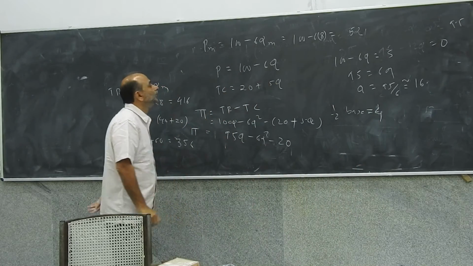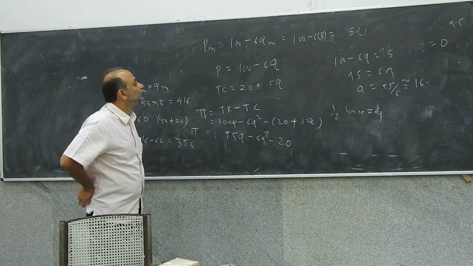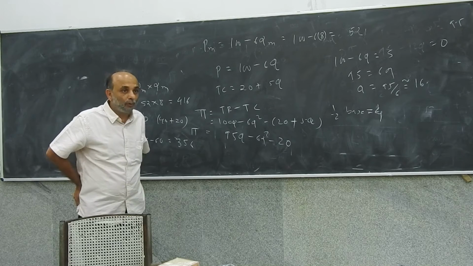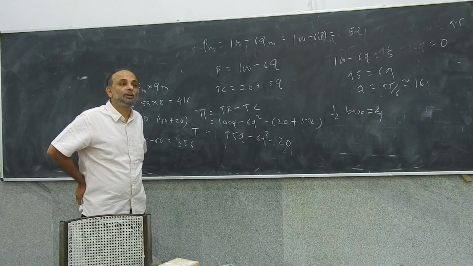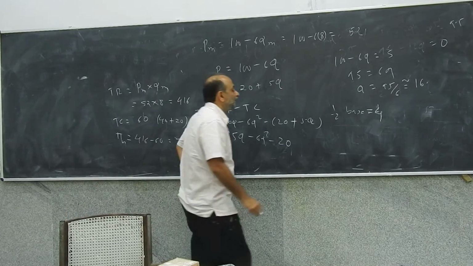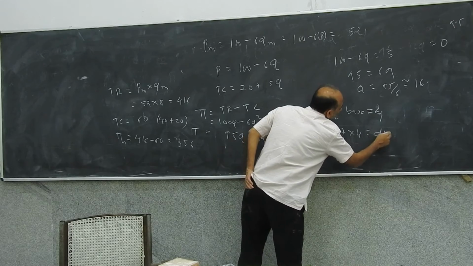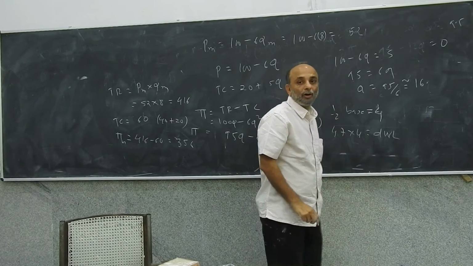What is the height? Price minus marginal cost is the height. Right? What is price? What is the monopoly price? 52. What's the marginal cost? 5. So what is 52 minus 5? 47. So 47 into 4 is the deadweight loss.